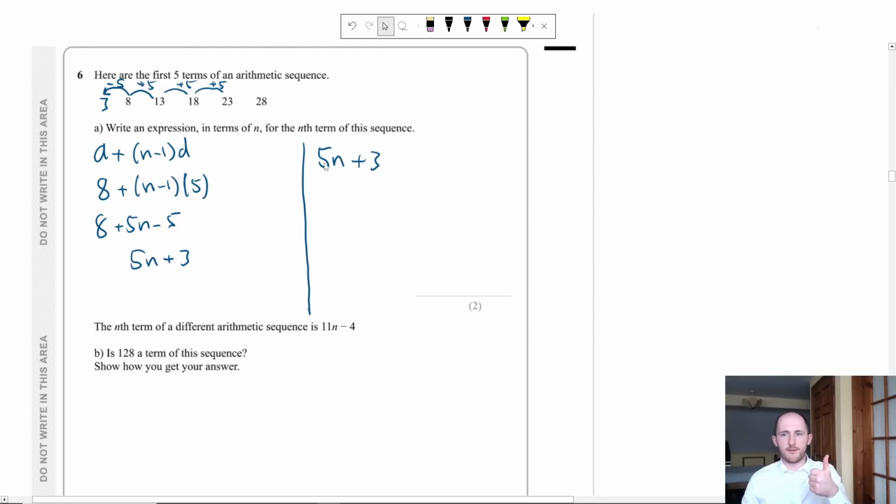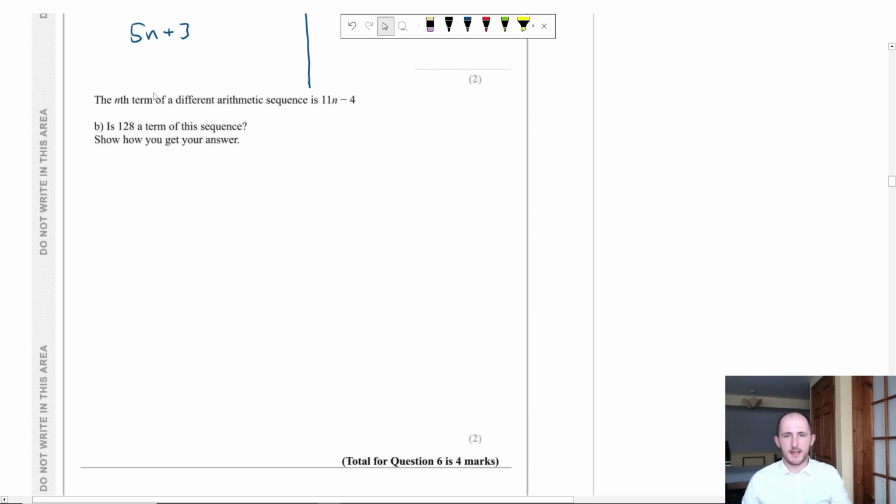So again, you find the difference and just put that in front of n, whether it's positive or negative, doesn't matter. Then you go 1 before the first term. So if you're adding 5 each time, you'd subtract 5. If you're timesing by 2, divide by 2, whatever. And you just put that number on the end. And that's probably the quickest way to do it. Okay. Then it tells us that the nth term of a different arithmetic sequence is 11n minus 4. Is 128 a term of this sequence? Show how you get your answer.